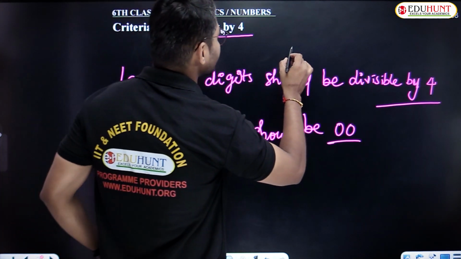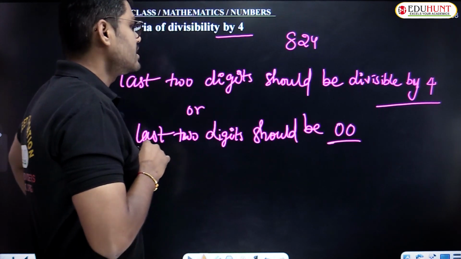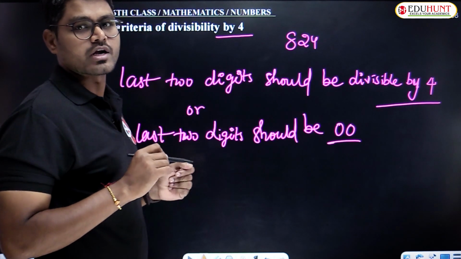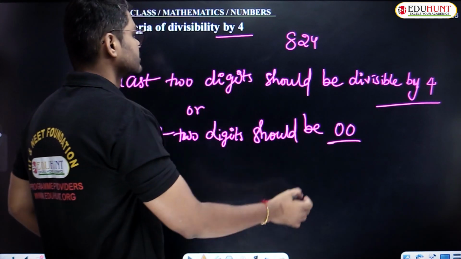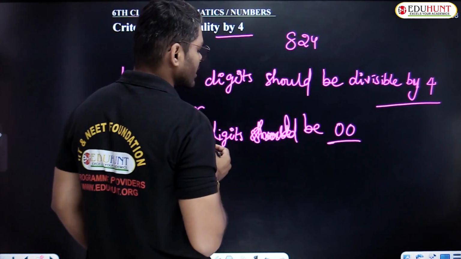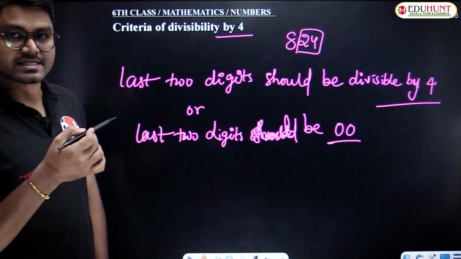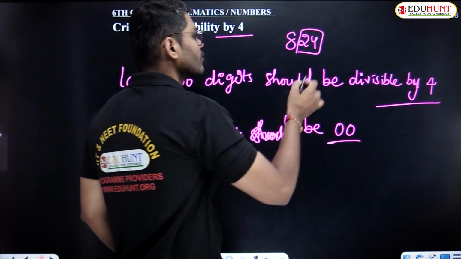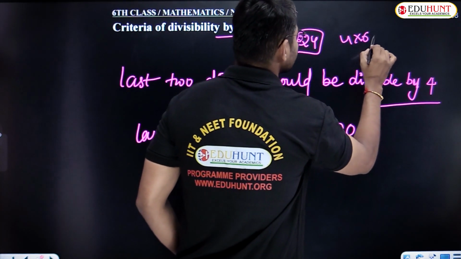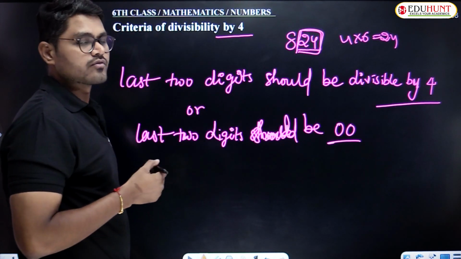Okay, let's check. For example, if I give you 824, we have to check whether this is divisible by 4 or not. How? Check the last 2 digits. What are the last 2 digits? 2 and 4. Is 24 divisible by 4? Yes. So 4 into 6 is equal to 24. Then this whole number is divisible by 4.